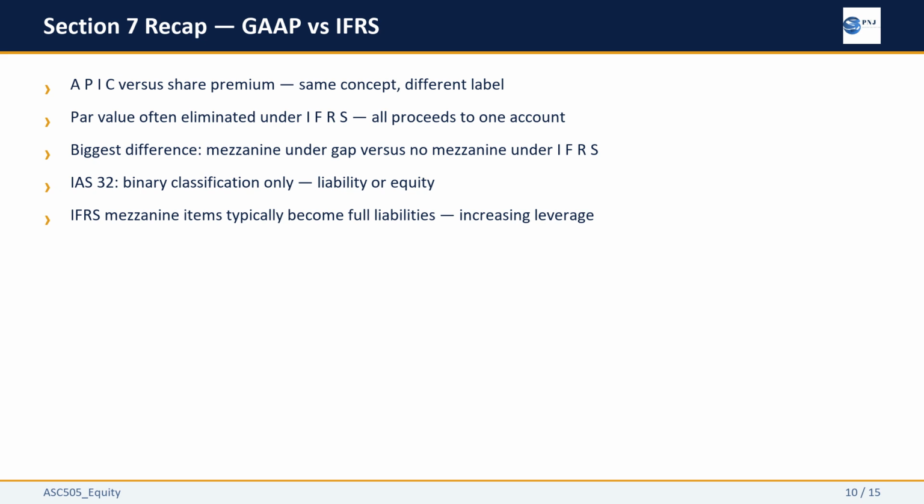U.S. GAAP requires a separate mezzanine section for redeemable instruments under SEC guidance. IFRS under IAS 32 has no mezzanine, binary classification only, either a financial liability or equity. Instruments that GAAP places in mezzanine typically become full liabilities under IFRS, increasing reported leverage ratios significantly.